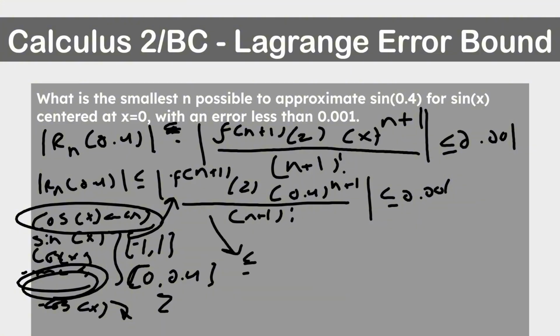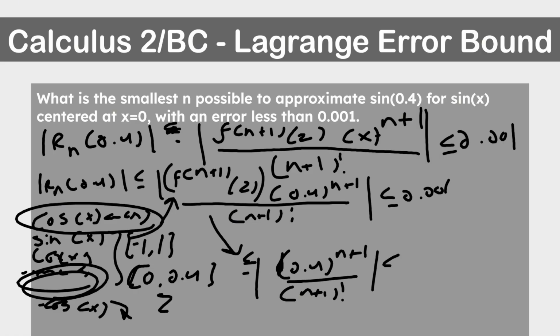So this term right here, or component of the Lagrange error bound, can be replaced with 1 because that is the largest possible value for either sine or cosine x. Then we just multiply by 0.4 to the power of n plus 1 divided by n plus 1 factorial, and this is less than or equal to 0.001. And now let's go back into Desmos to see what value of n makes it less than 0.001.